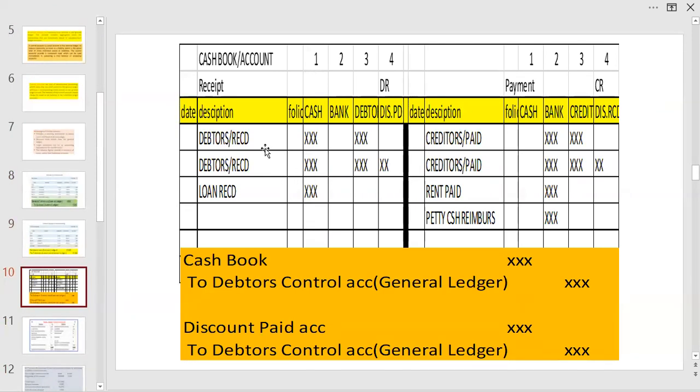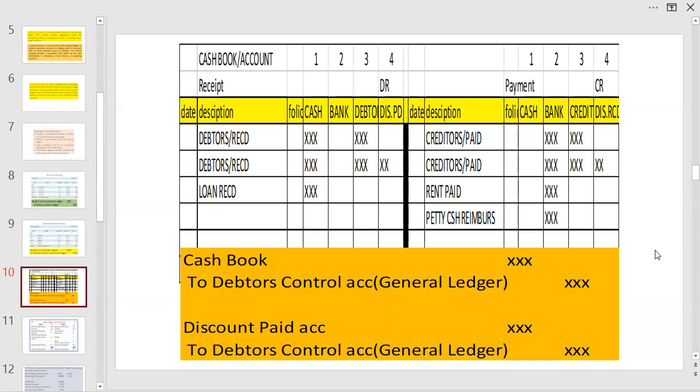Look at column 3. Cash received from debtors is extended to column 3. If discount is involved, a further entry is made in column 4. Similarly, for purchases, if amounts are paid to creditors, after entering the bank column or the cash column, it is extended to column 3, the creditors column. If cash discount is received, a further entry is made in column 4. With the totals of each period, journal entries are made and posted to the control accounts.